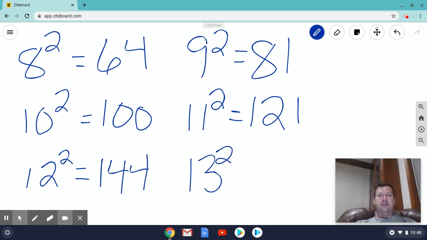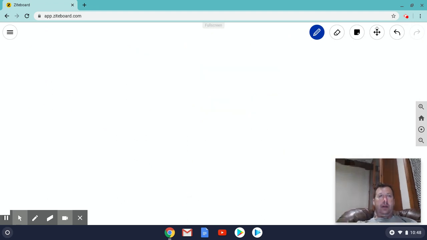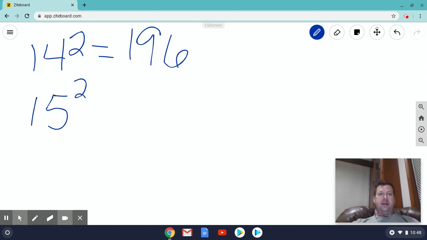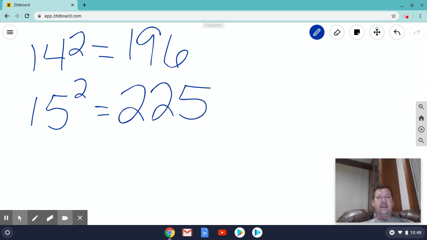13 squared means 13 times 13, which is 169. Next we have 14 squared, which means 14 times 14, which is 196. 15 squared means 15 times 15, which is 225. That's as far as I'm going to go for today.